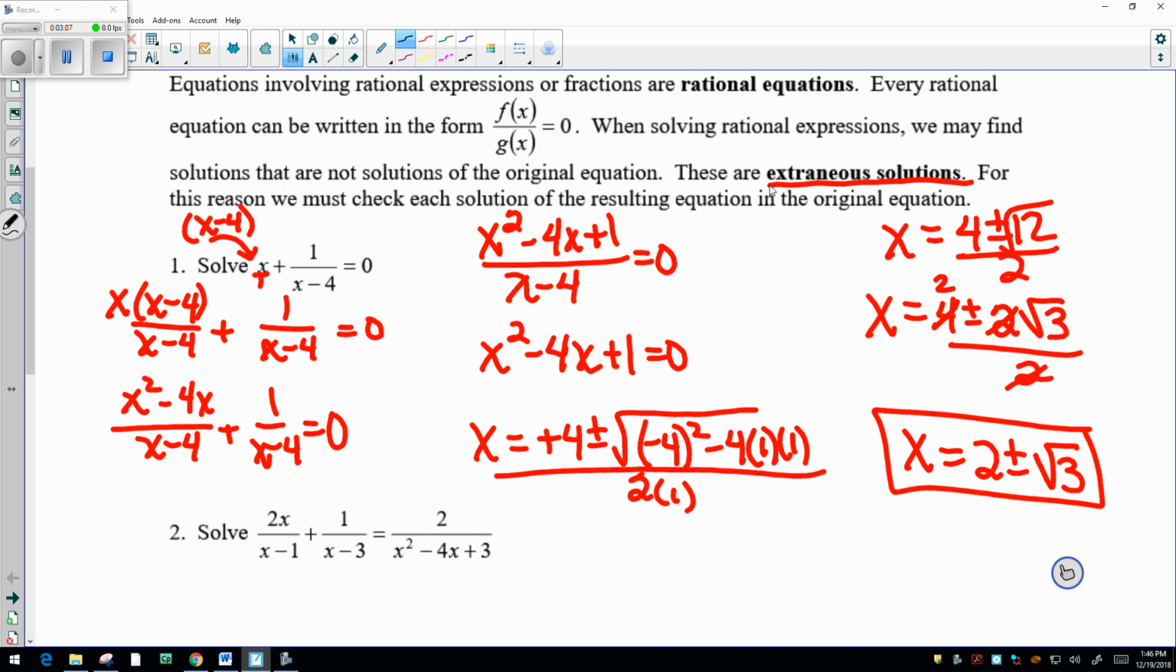Now, as far as checking for extraneous solutions, what we would want to do is take our values, plug them back in, and make sure we don't get perhaps a 0 in our denominator. So plugging in 2 plus the square root of 3 or 2 minus the square root of 3 into this denominator will not cause a 0, so both of those could be our solutions.